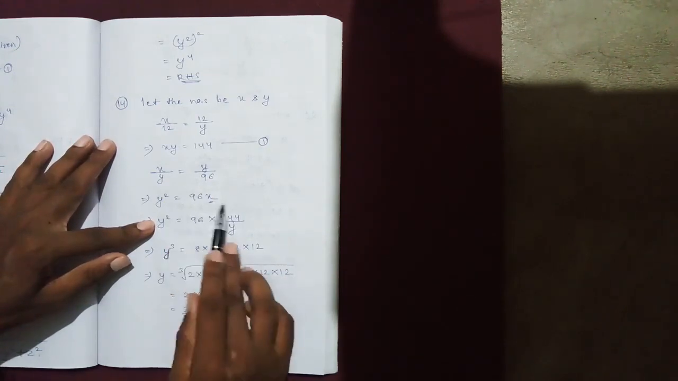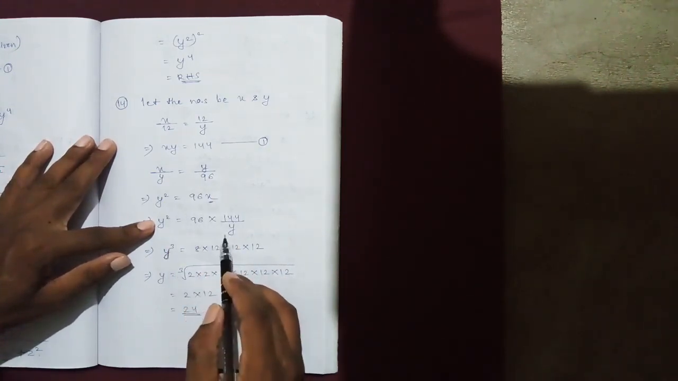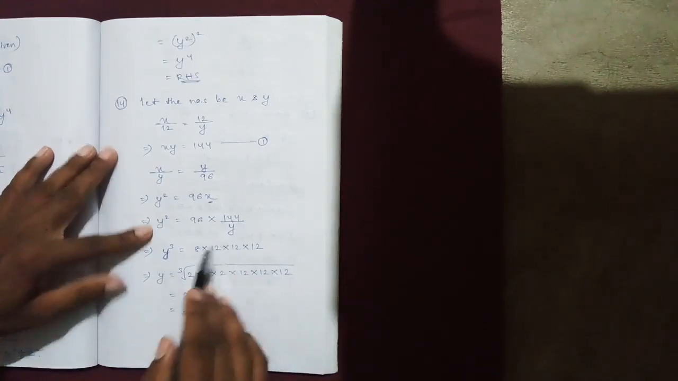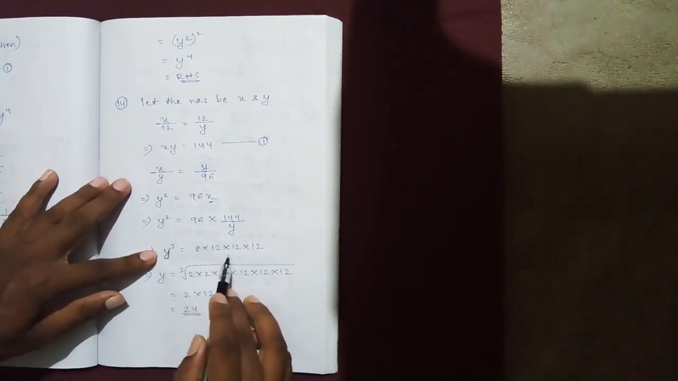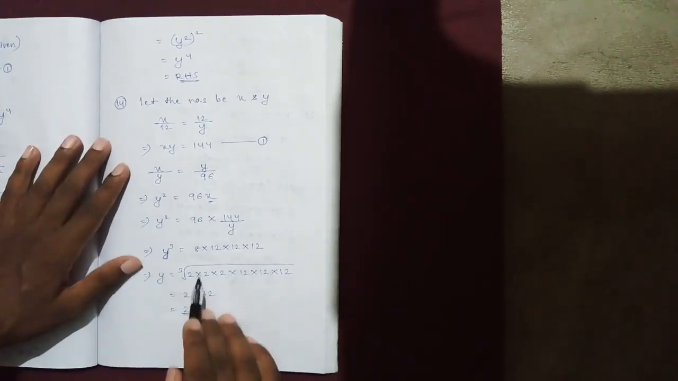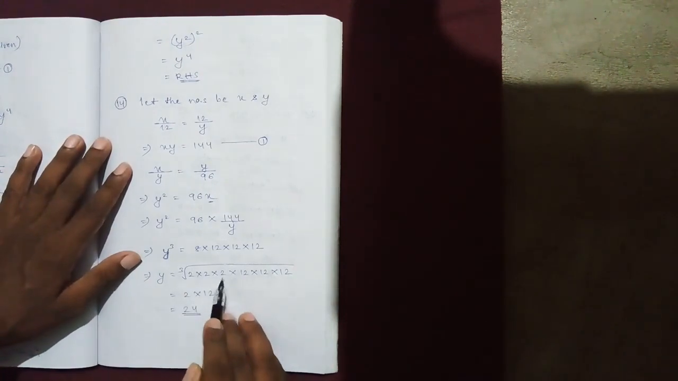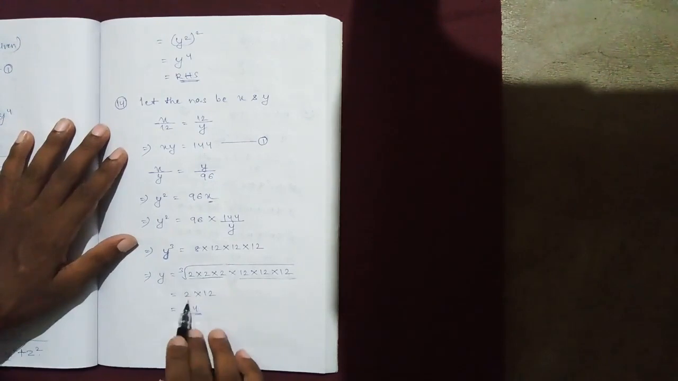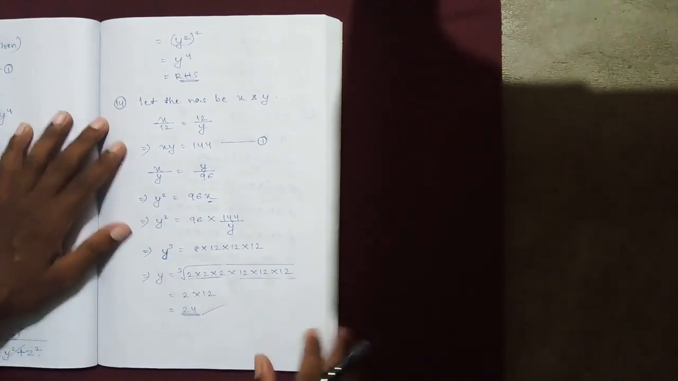Okay, there were two unknowns, x and y. I eliminated x, I got only one unknown, that is y. Take y to the left, we will get y cube is equal to 96 into 144, which can be split into 8 into 12 into 12 into 12. So y is equal to the cube root of 8, means 2 into 2 into 2, then 12 into 12 into 12. The cube root of 2 into 2 into 2 is 2. The cube root of 12 into 12 into 12 is 12. So 2 into 12 gives us 24. Y is equal to 24.